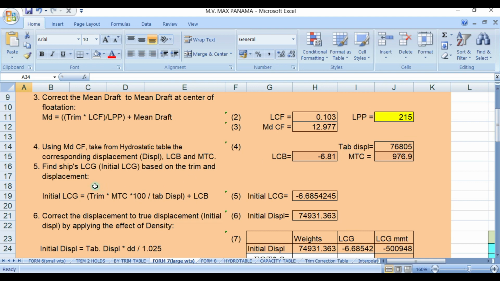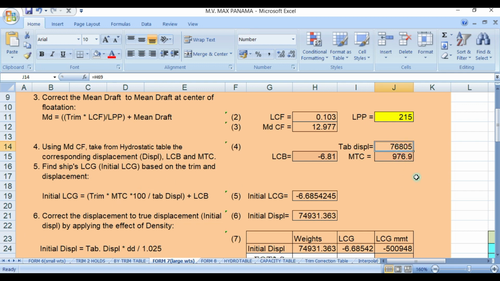Okay, then we go to number 5. What is your initial LCG? The formula to get the initial LCG is this one: trim times MTC times 100 over tabulated displacement. This is your tabulated displacement.